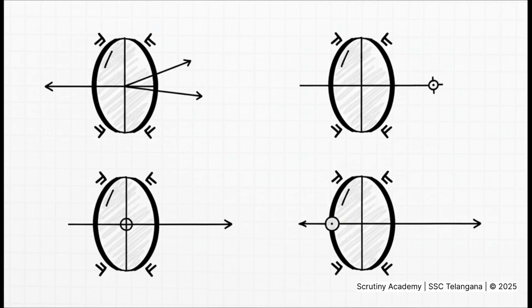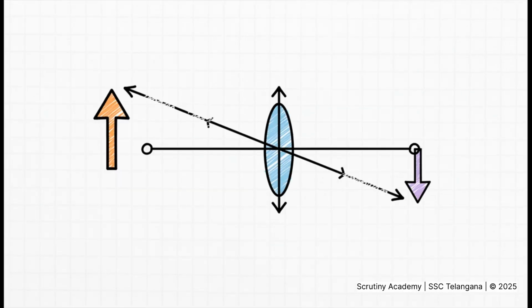Any ray that goes right through the dead center of the lens just keeps going straight, no bending at all. And rule 3, if a ray goes through the focal point first, it has to come out traveling perfectly parallel. That's it. With just 2 of those, we can find any image. Let's put it to the test.